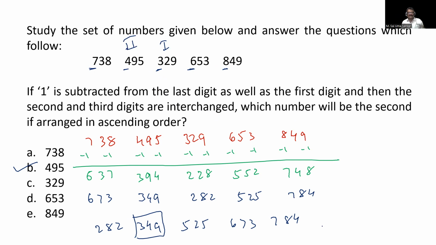No need to subtract 1 from the unit digit and first digit, and interchange the second digit and third digit. No need to do all these things. Just observe carefully. If you subtract 1 from the hundreds place or not, whatever it is, that result will be the same. So the answer is 495.